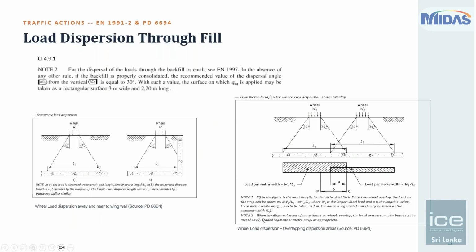If you have multiple tires providing more than two tires giving the overlap zones, then we can use the local pressure based on the most heavily loaded segment or meter strip as appropriate. Okay, so this is one case.